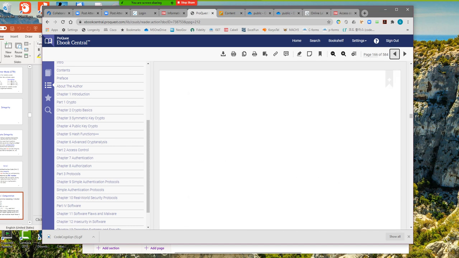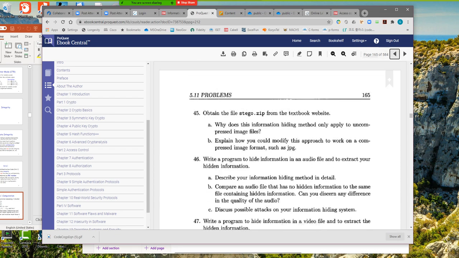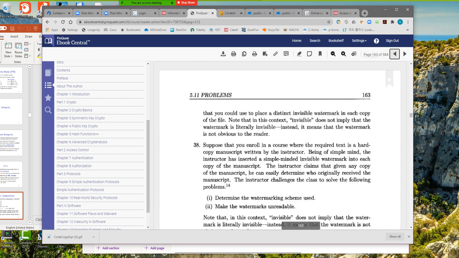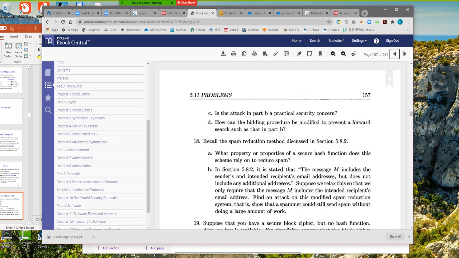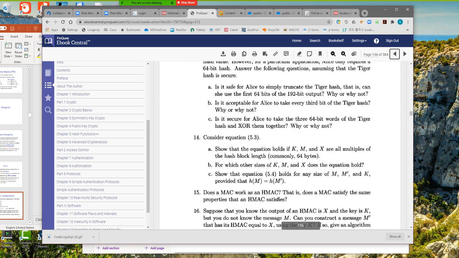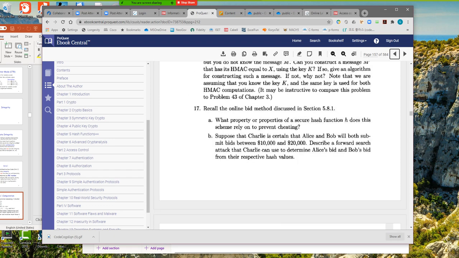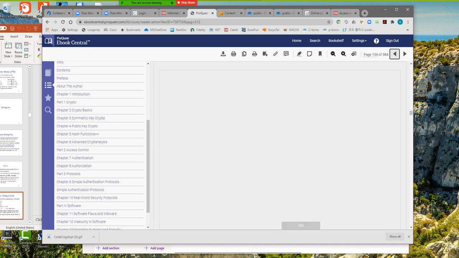Okay, now I want to do this problem, problem 17. Problem 17 is very interesting to think about. Basically you have to read section 5.8.1, right? And when you have a meeting, as a group member, I want you to discuss this problem, 5.8.1, okay? But let's just briefly talk about 5.8.1, okay?